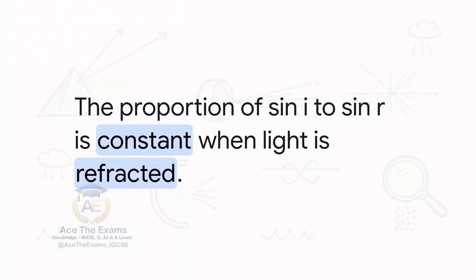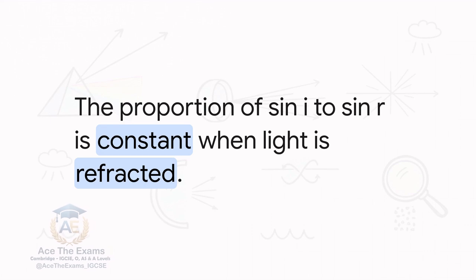This bending isn't just random. Back in 1620, a scientist named Willebrord Snell discovered a mathematical relationship. Snell's law states that when light refracts, the ratio of the sine of the incoming angle, the angle of incidence, to the sine of the refracted angle is always a constant number. We call this constant the refractive index of that specific material.